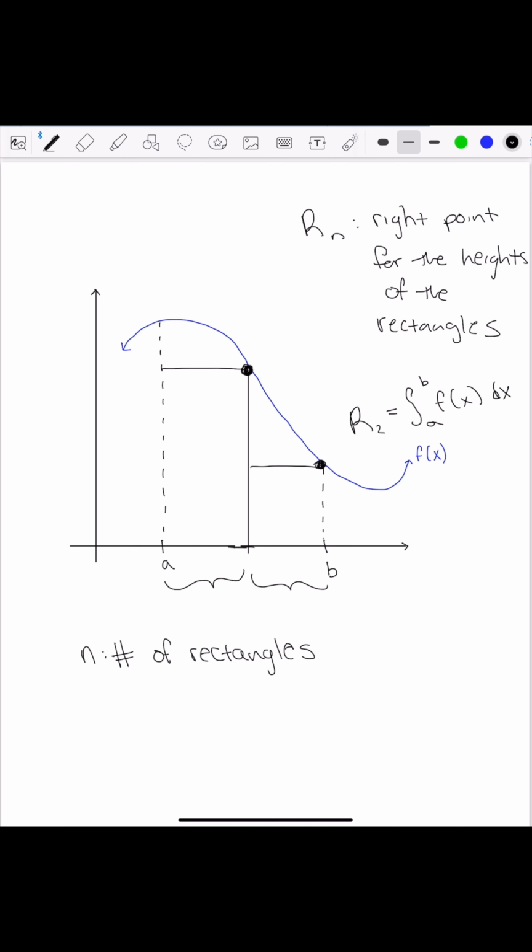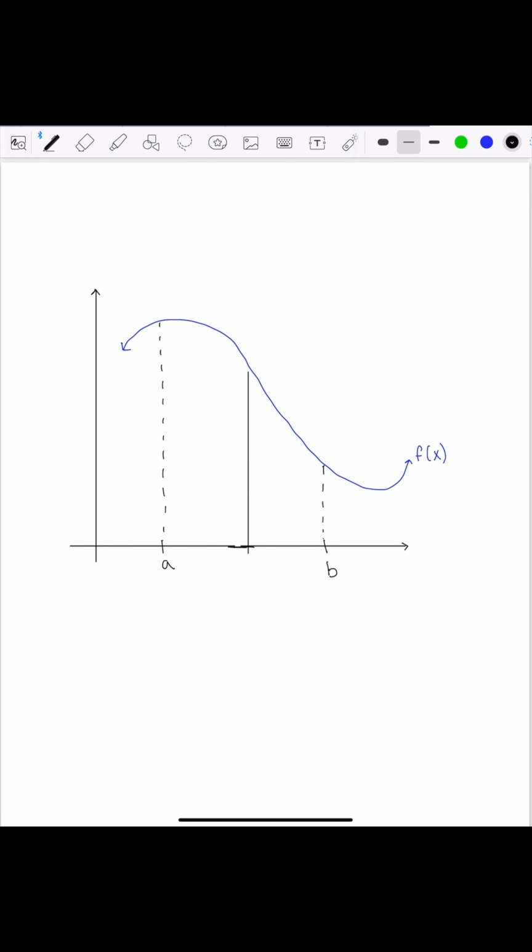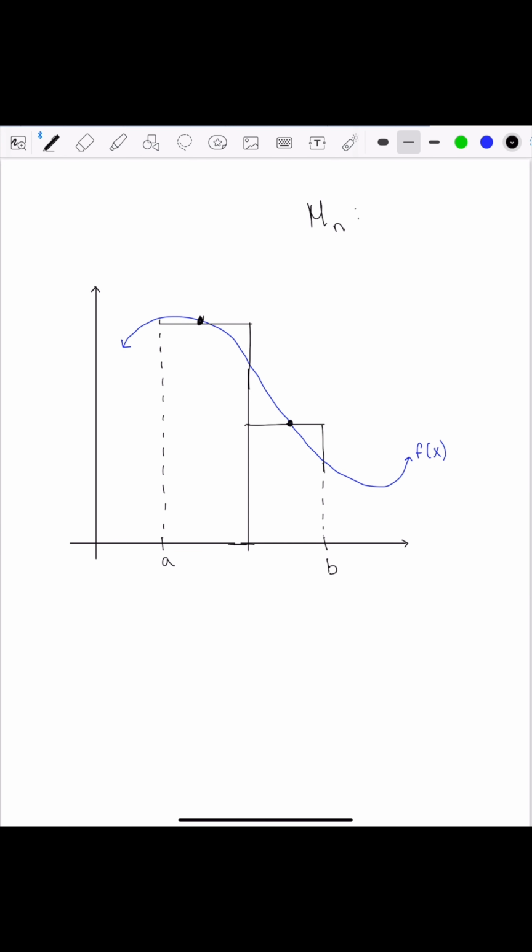The last option that we have is using the middle point here as the height, the middle of each rectangle. We use the notation M for midpoint and then n again for the number of rectangles. So the midpoint of each rectangle is used to determine its height.